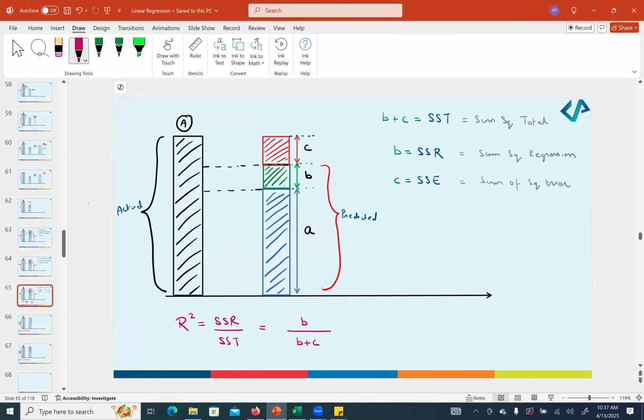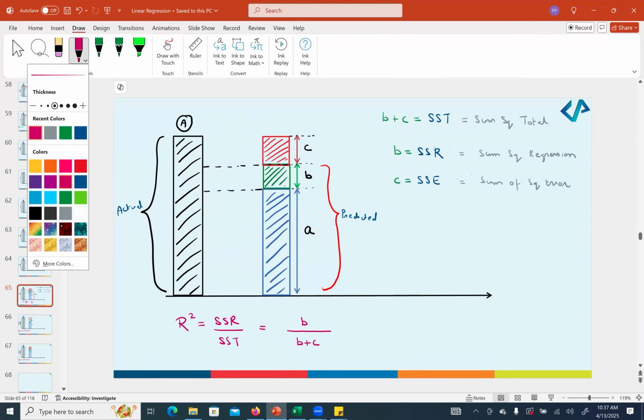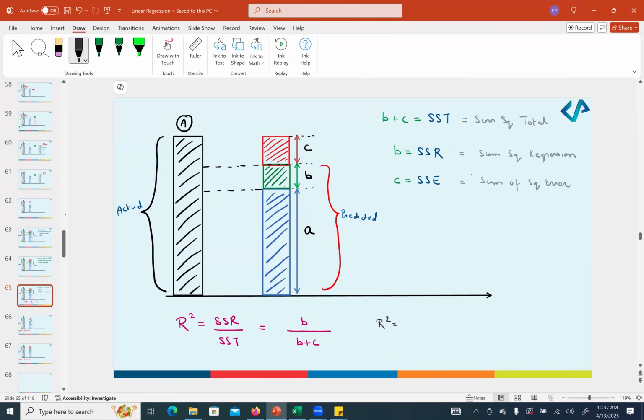Okay. Now, what can be the range of R square? 0 to 1. R square is going to be between 0 and 1. The minimum value can be 0. The maximum value can be 1.